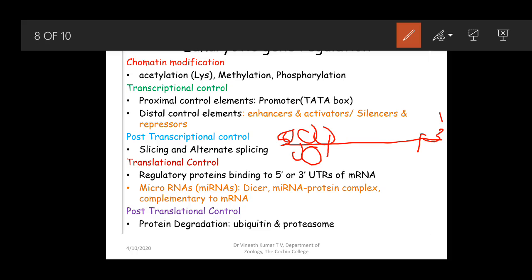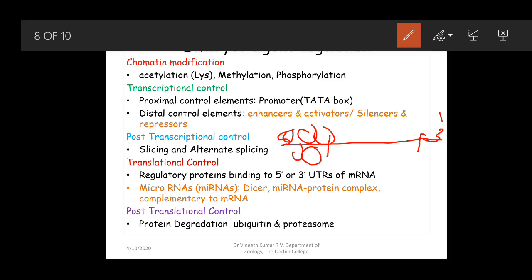The next thing is microRNAs, or miRNAs. miRNAs are produced by an enzyme called dicer. They are usually very big RNAs which are cleaved by the enzyme dicer, and it produces a complex. Because miRNAs are single-stranded, like normal RNAs, they would be easily degraded in the cell. So they are protected by a group of proteins and form a complex called the miRNA protein complex. The miRNAs which are produced will be complementary to the normal mRNAs inside the cell.